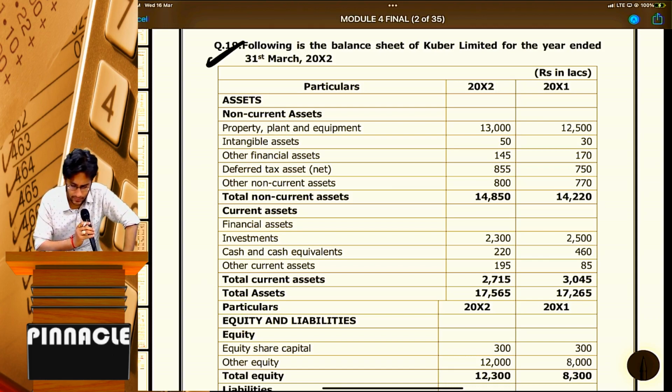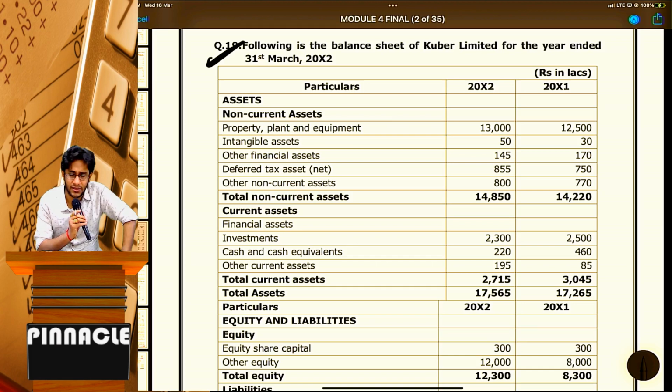Coming to intangibles, last year 30, current year 50. Definitely there is a purchase, but intangible asset means amortization also will be there. Other financial assets, 170, it became 145. Reason, do not know. Continue. Deferred tax asset, DTA, compared to last year has increased in the current year.